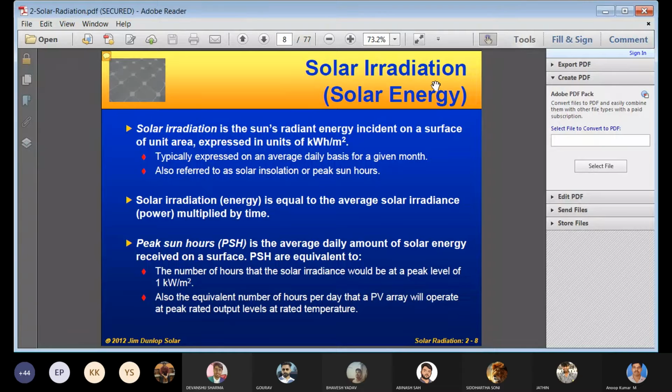So what is the energy irradiation or solar energy? Solar irradiation is the sun's radiant energy incident on a surface of unit area, expressed in kilowatt hour per meter square, or watt hour per meter square also can be there. Usually kilowatt hour, because with solar radiation, PV means we are getting electricity. What is the electricity unit in your area? All over, the unit of electricity means kilowatt hour. 1 unit of electricity means 1 kilowatt hour.